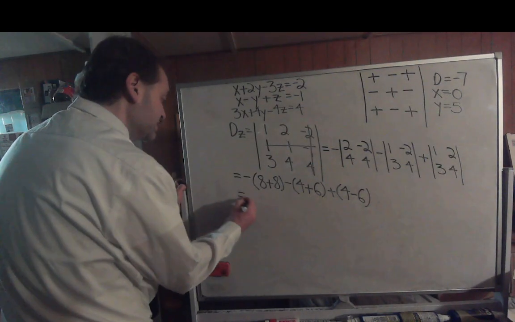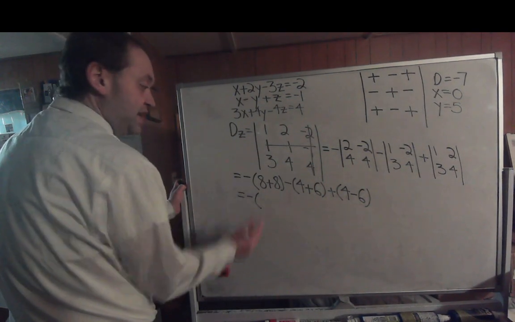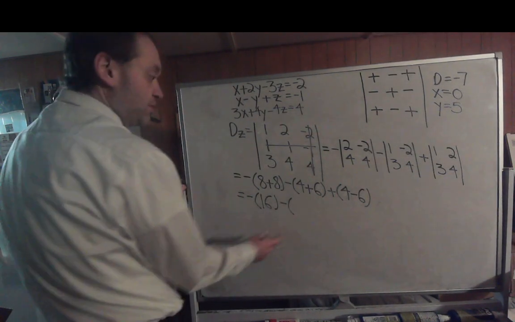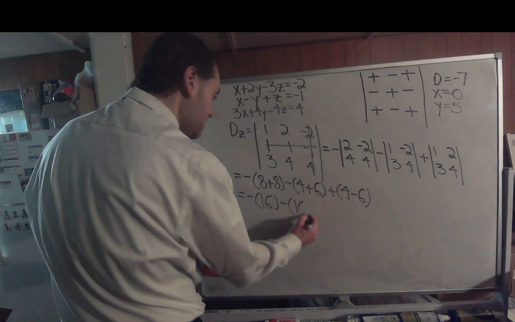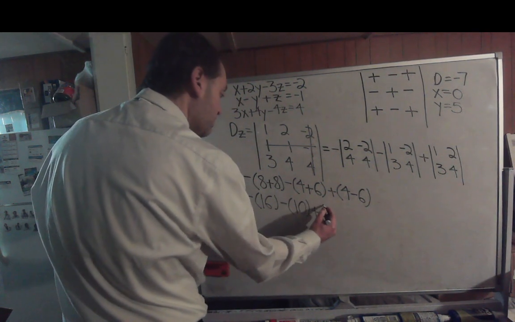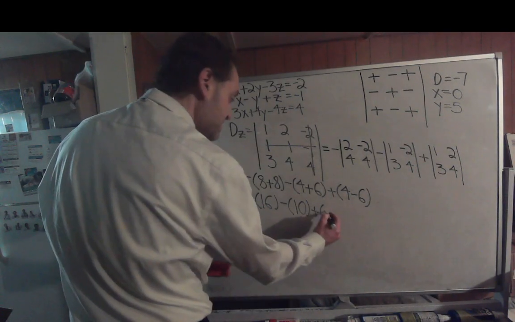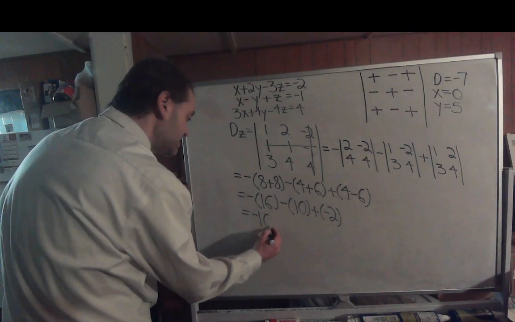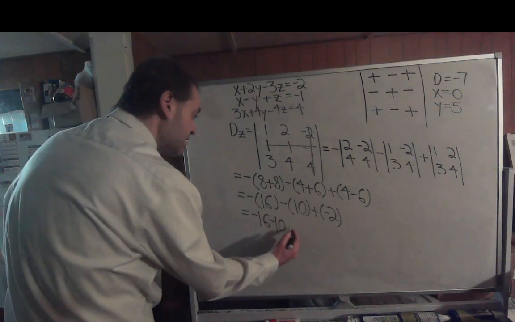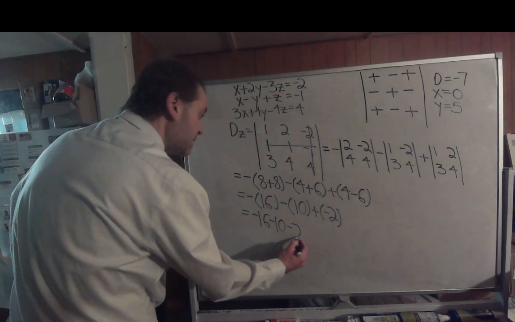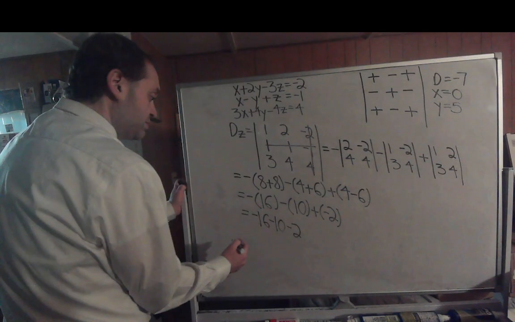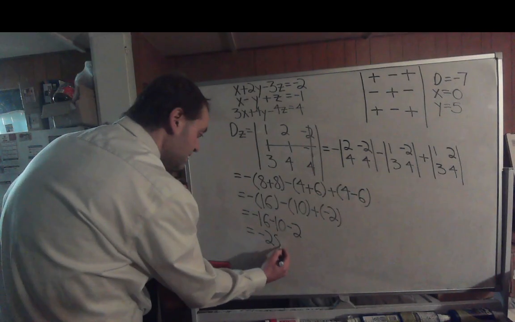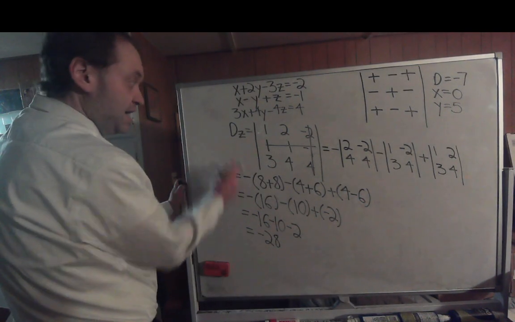Let's simplify this. Negative of your first parentheses, 8 plus 8 is 16. Minus your second set of parentheses, 4 plus 6 is 10. Plus your final parentheses, 4 minus 6 is negative 2. So this will turn into negative 16 minus 10 minus 2, which ends up becoming negative 28. So D sub z is equal to negative 28.